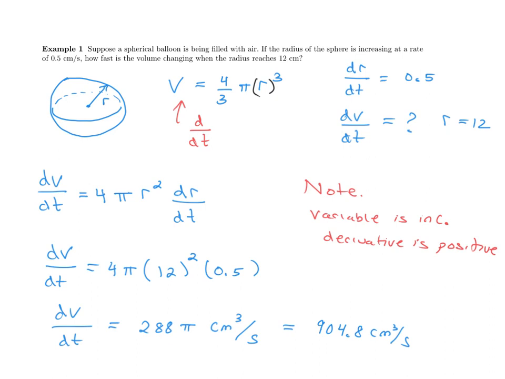So here, for example, we're told that the rate at which the radius was increasing was positive 0.5 centimeters per second. So here, positive value. And here we have the volume, it was increasing as well, and this is a positive number. If a variable is decreasing, that means the rate must be negative.